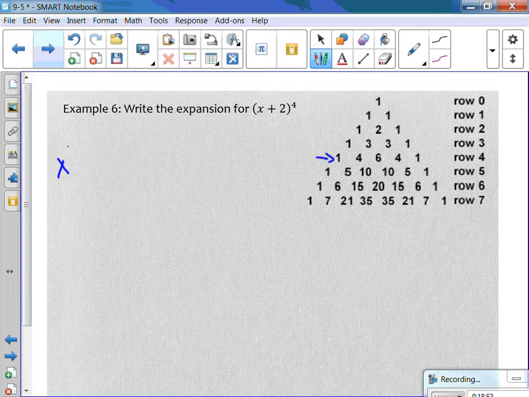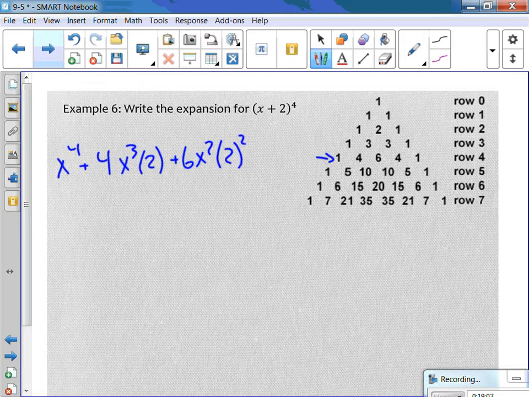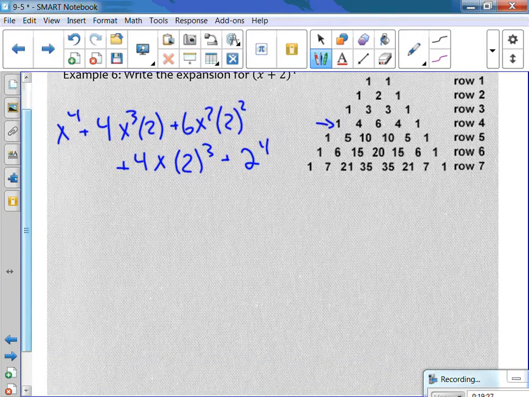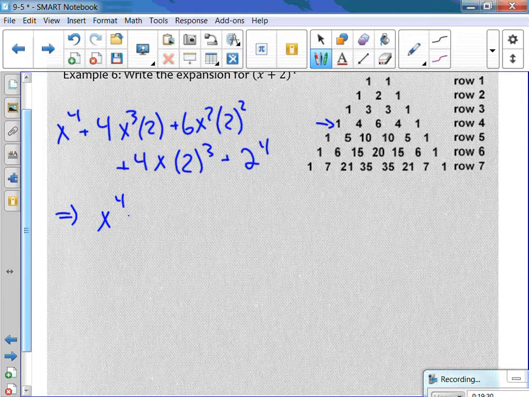We didn't have y, but we actually have 2, plus 6, x squared, and then our 2 squared. And we're down to a coefficient of 4, x to the 3rd power, and finally we're down to a coefficient of 1, where 2 is to the 4th power. So now we want to simplify. And we come up with x to the 4th plus 8x cubed plus 24x squared plus 32x plus 16.